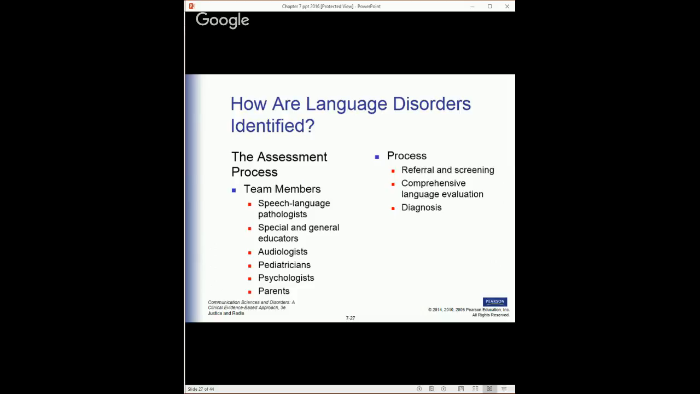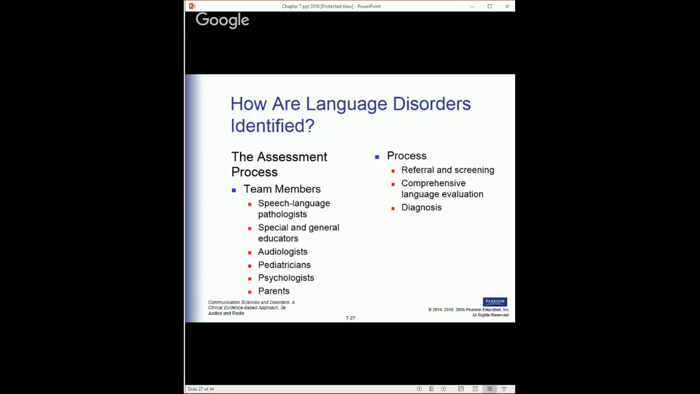Once that decision has been made that a language disorder is present, then the diagnosis usually designates the type of impairment, whether it's primary or secondary, which we went over a few minutes ago. The domains that are affected, whether it's form, content, or use, comprehension, or production, and the severity ranging from mild to profound.